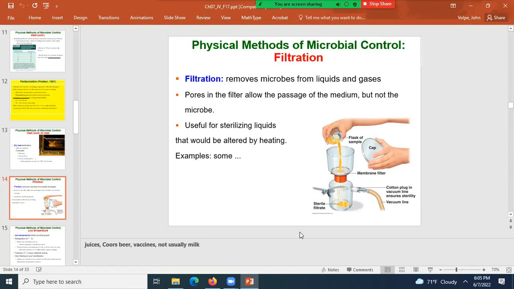Vaccines are sometimes filtered. Milk is usually not filtered because the milk lipids, as well as the milk proteins, would clog the pores, and then the filtration would stop. So milk is not usually filtered. It is usually pasteurized. All right, any question about any of this?